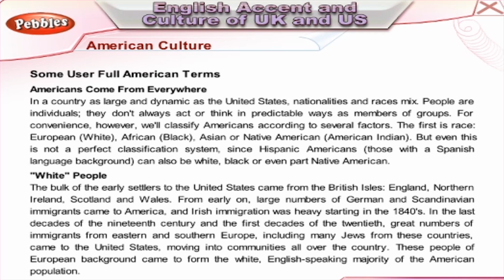White people. The bulk of early settlers to the United States came from the British Isles, England, Northern Ireland, Scotland, and Wales. From early on, large numbers of German and Scandinavian immigrants came to America, and Irish immigration was heavy starting in the 1840s. In the last decades of the 19th century and the first decades of the 20th, great numbers of immigrants from Eastern and Southern Europe, including many Jews from these countries, came to the United States, moving into communities all over the country. These people of European background came to form the white, English-speaking majority of the American population.